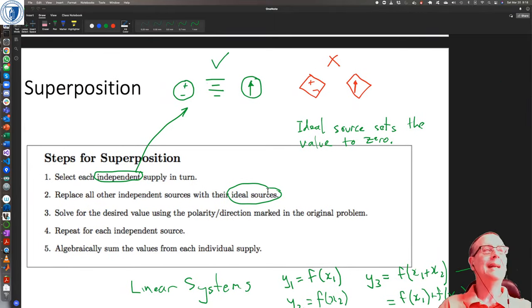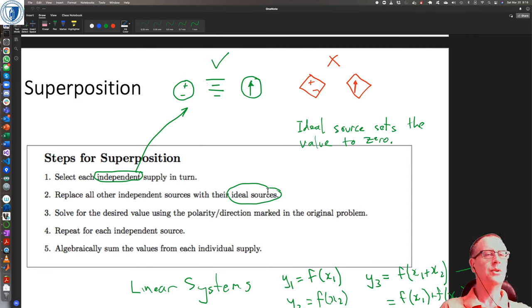And then you just solve that modified circuit for whatever value you needed to solve in the original circuit, and you get a value. It's not the answer, it's a part of the answer for the final value. Then you go back and select another independent source and do the same thing, and so on for each independent source in the circuit. If you've got three independent sources, you'll get three answers for whatever quantity you've been asked to solve for. All you need to do is add up those three values, and that will give you the value for the original circuit.